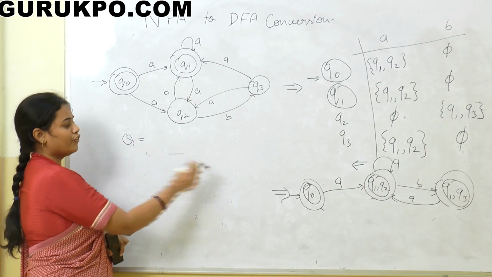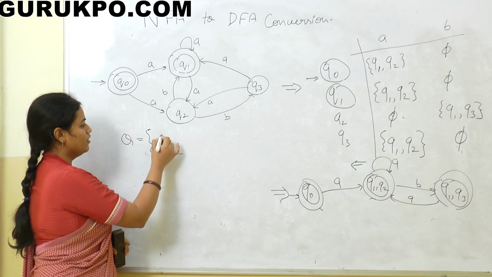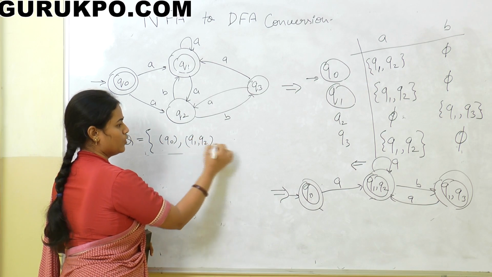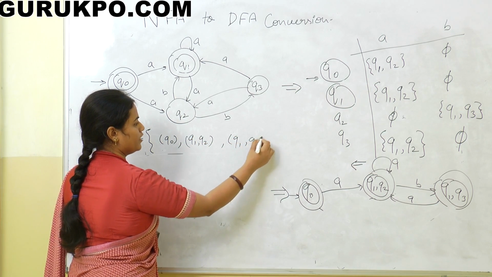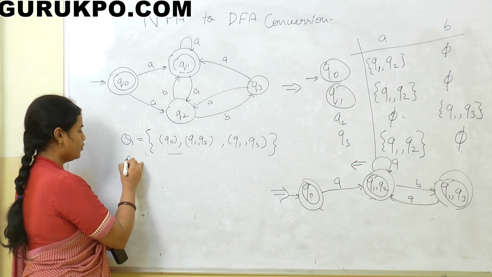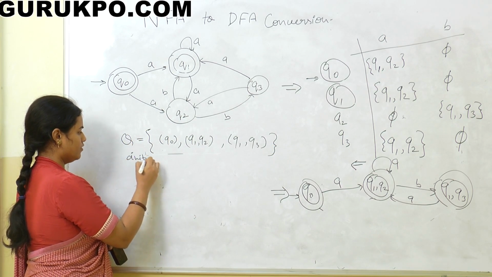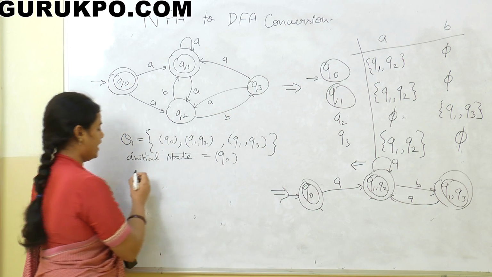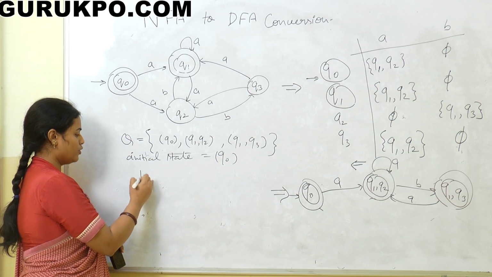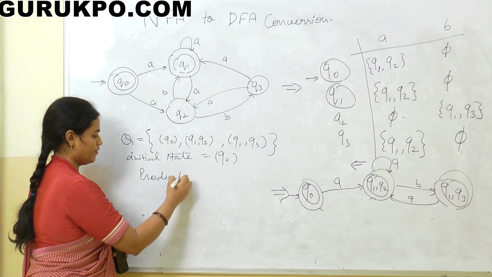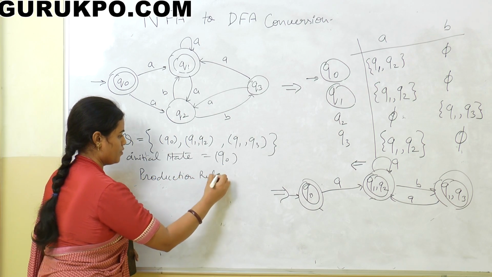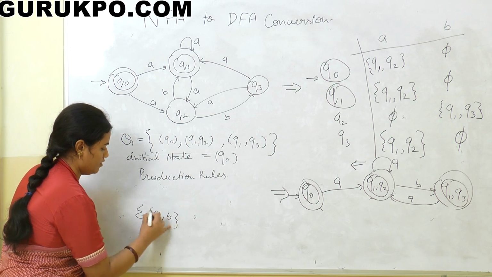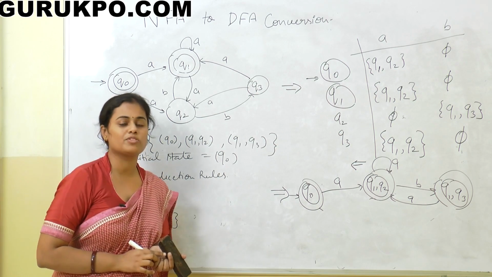First tuple is Q. For this diagram, the value of Q will be Q0, Q1, Q2, Q1, Q3. Q0 is the initial state, q0 equals Q0. Before production rules, you should mention input symbols. Input symbols are A, B. As we are giving only 2 inputs, that is why input symbols are A, B.